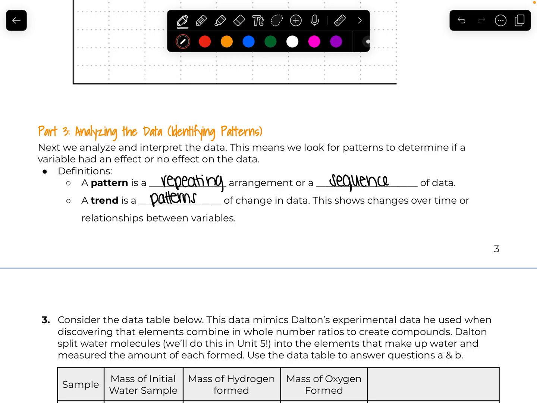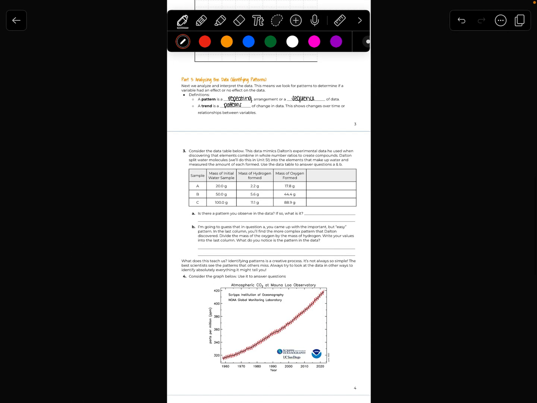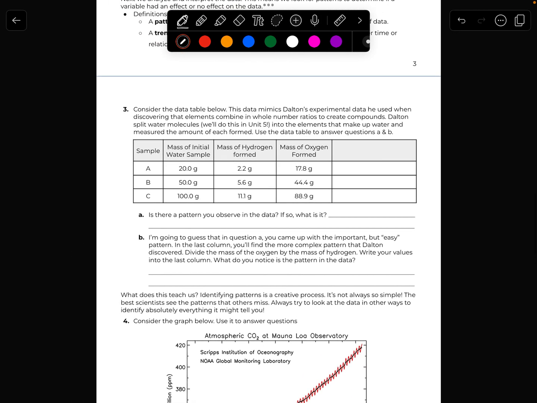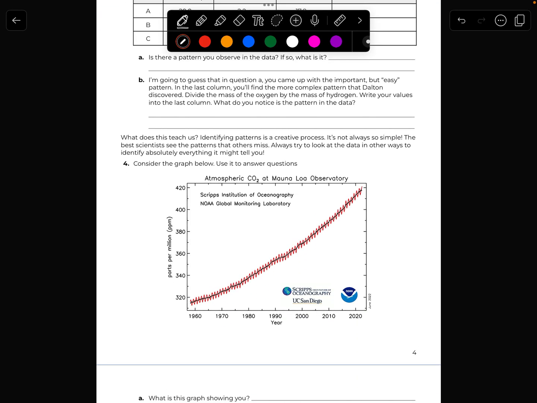So what I'd like you to do is get a little bit of practice analyzing data or looking for patterns. I gave you two questions here, number 3 and number 4. In the first one, you're going to look for patterns in a data table. And in the second one, you're going to look for patterns within a graph. So you're going to go ahead and pause the video. You're going to work through these two problems, and then you can check in with the answer key to make sure you've done them right.